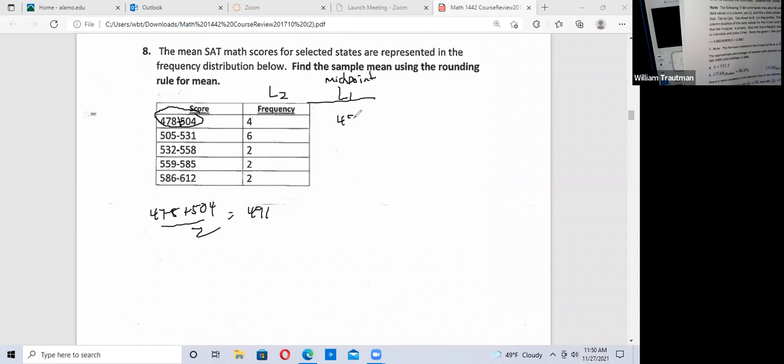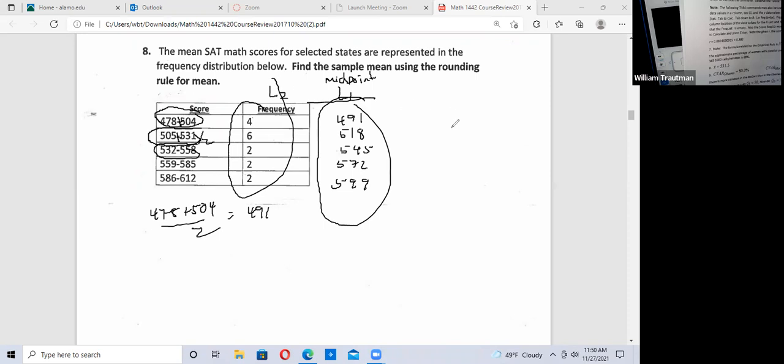So that's the midpoint of the first one. Then I add these two up and divide by 2. Add them and divide by 2. I get 518 and so on. I add those two up, 532 and 558. I get 545 when I divide by 2, 572 and 599. So this is what you put in L1. This is what you put in L2. Then you do the 4, 1, 1 on the side, right?